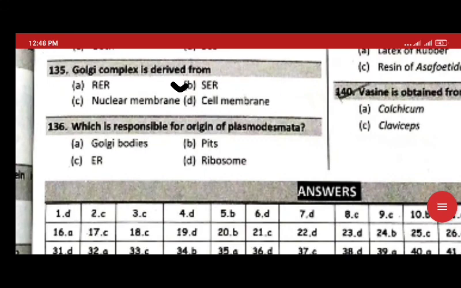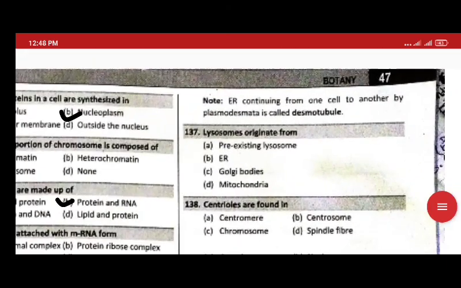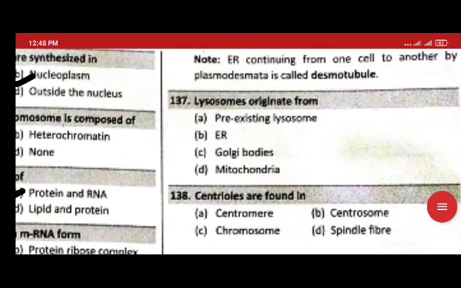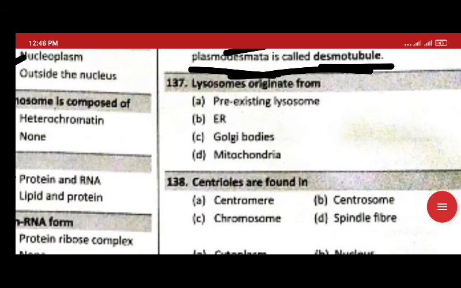Now 136 we have, which is responsible for the origin of plasmodesmata? Plasmodesmata are formed by ER, because it is what? The membrane factory, that is called desmotubules. ER with plasmodesmata is called what? Desmotubules. So this line is important.